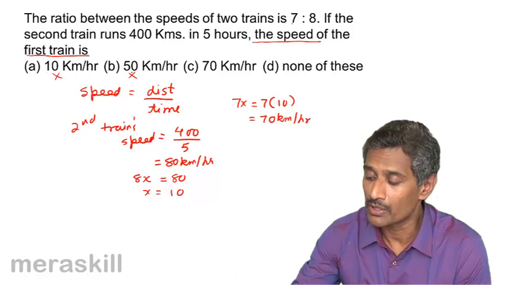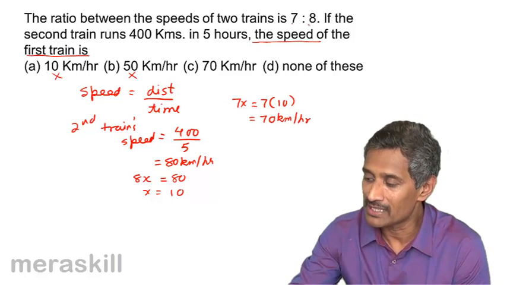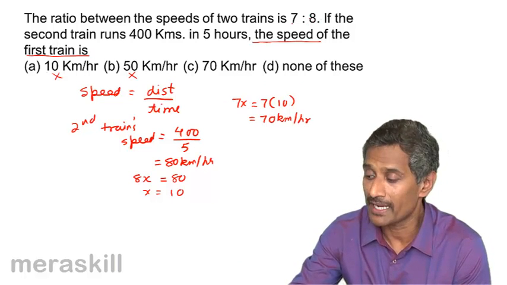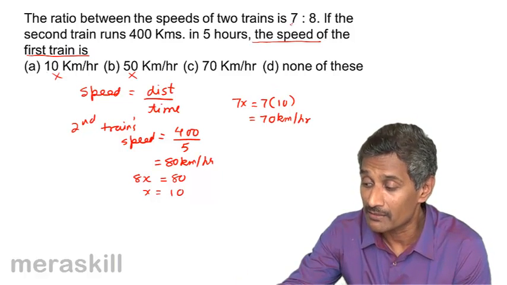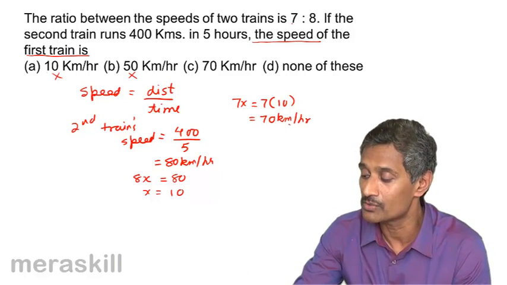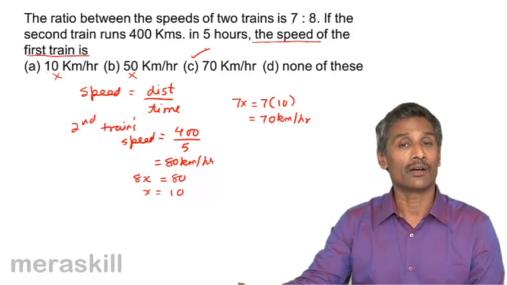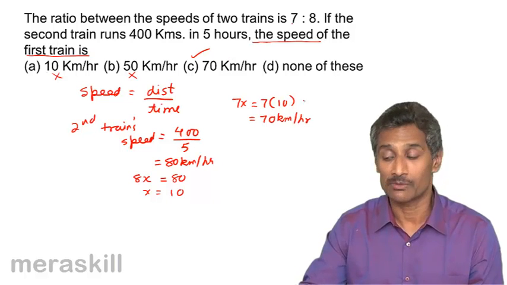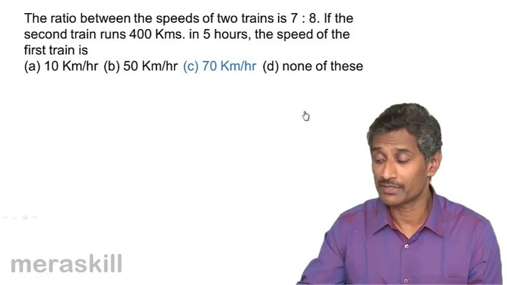So here these two are not possible, but we know 8 corresponds to 80. If you take the common ratio factor, 8x is 80, so x is 10. The same ratio factor is valid for the first train too. So you get 7 into 10, which is 70 kilometers per hour. So our option is C, 70 kilometers per hour.